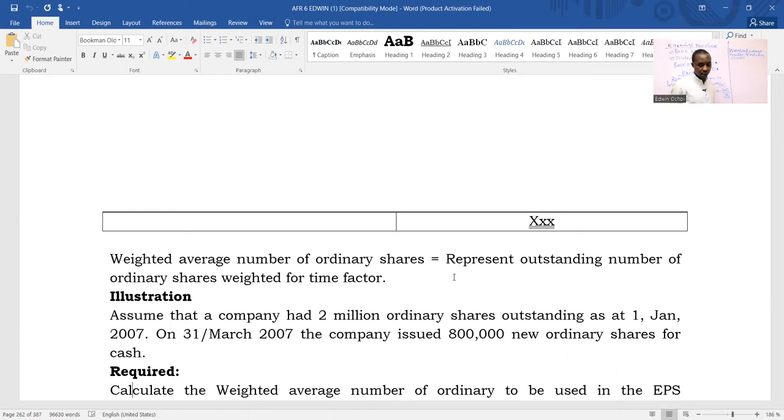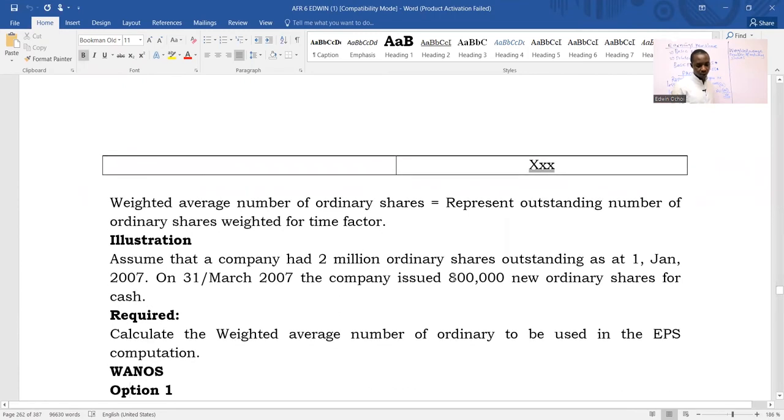Assume that a company had 2 million ordinary shares outstanding as at 1st January 2007. On 31st March 2007, the company issued 800,000 new ordinary shares for cash. Calculate the one-offs.